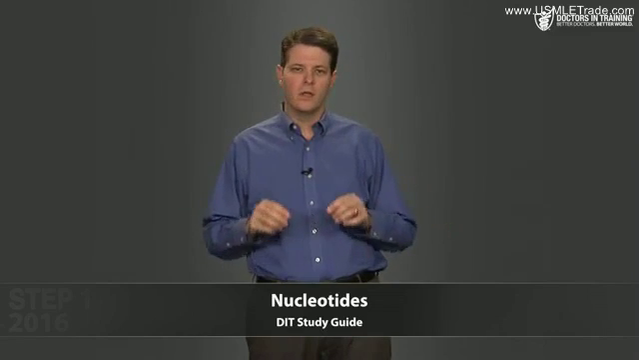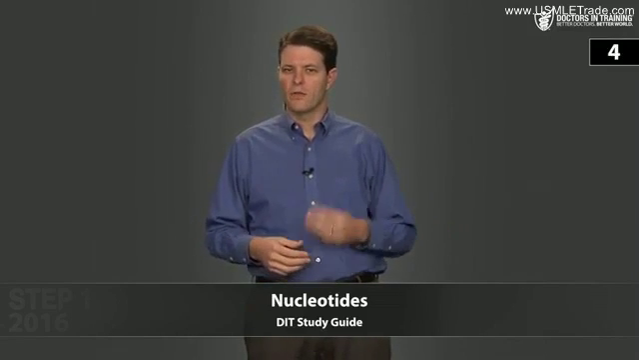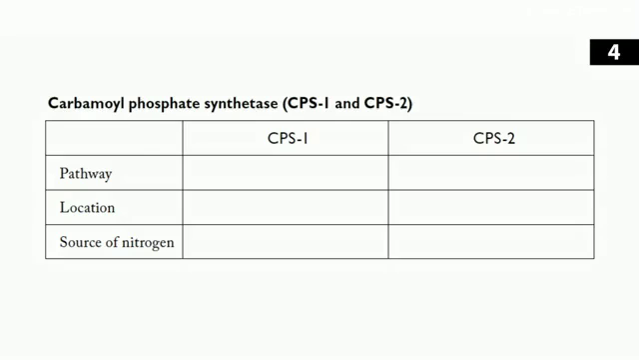You can probably guess that there's also a carbamyl phosphate synthetase 1. Now, don't get those 2 enzymes mixed up. Let's talk about the differences between CPS1 and CPS2. Take a look at number 4 in your study guide. There are 3 things I want to highlight. First of all, they're involved in different pathways. CPS1 is involved with the urea cycle, which we're going to talk about in a later video. But CPS2 is involved with pyrimidine synthesis.